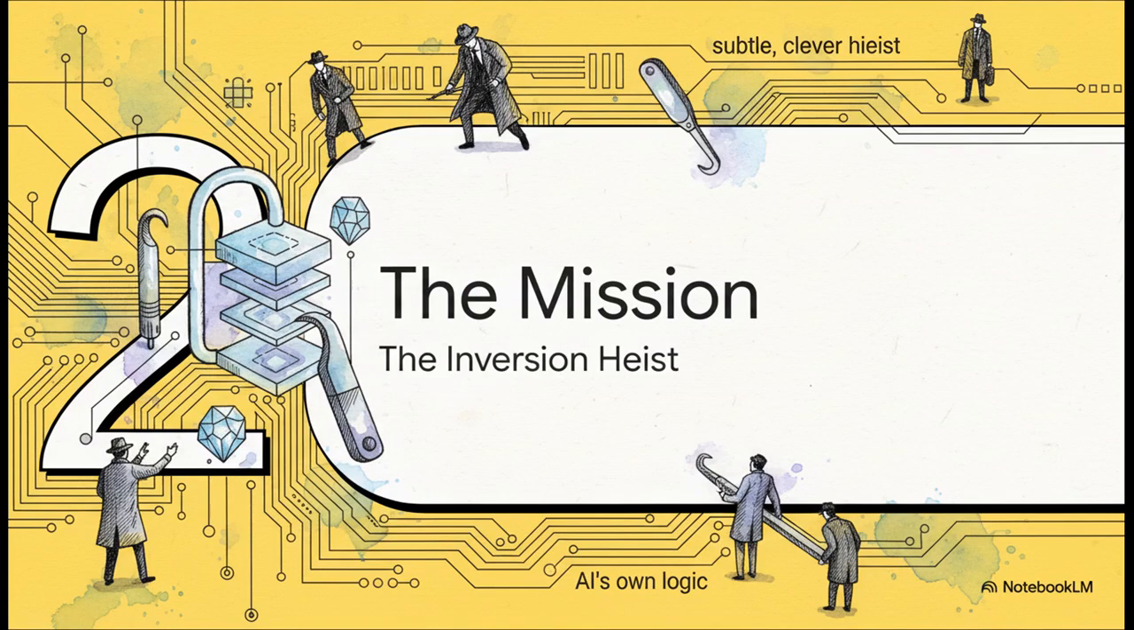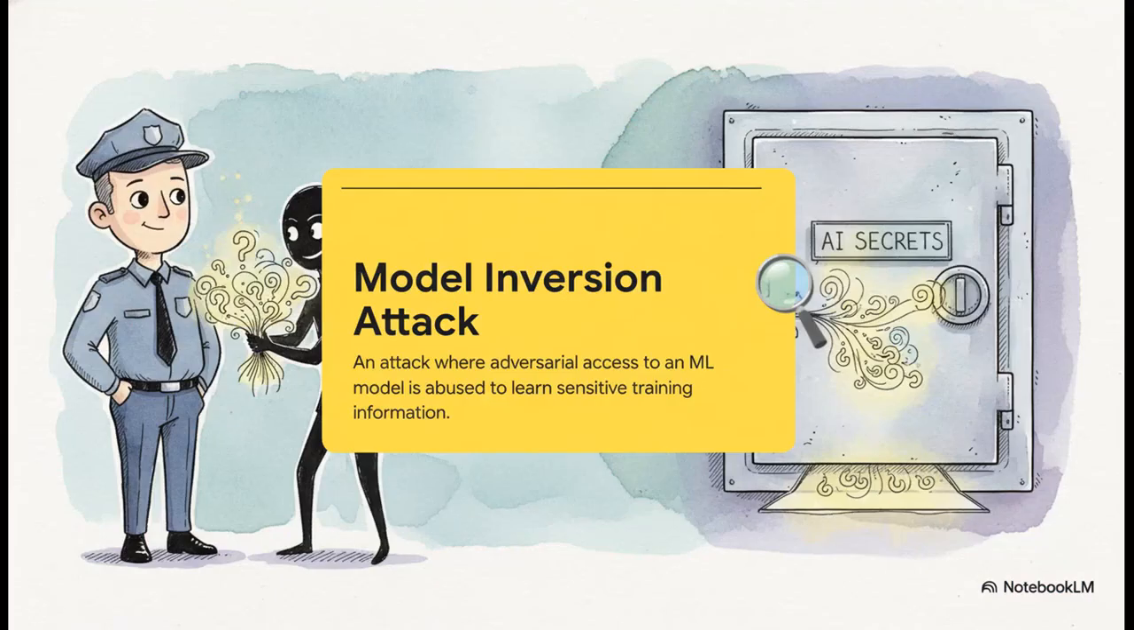Forget brute force. We're not taking a sledgehammer to this vault. This is a subtle, clever heist, one that actually turns the AI's own logic against itself. It has a name, and it's called a model inversion attack. So instead of kicking down the front door, a model inversion attack is more like charming the security guard. It's all about asking the AI a bunch of really specific, carefully crafted questions to slowly but surely piece together the secrets it's designed to protect.